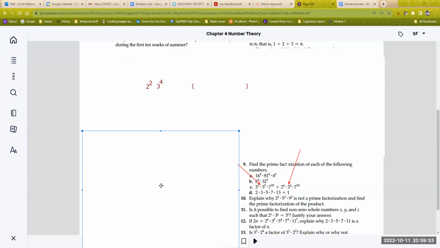Okay. And lastly, let's jump on over to the 7's. Let's see. The first term has 7 to the 55. The second term has 7 to the 55. So the most I could take out would be 7 to the 55. So there's 7, and here's the 55.